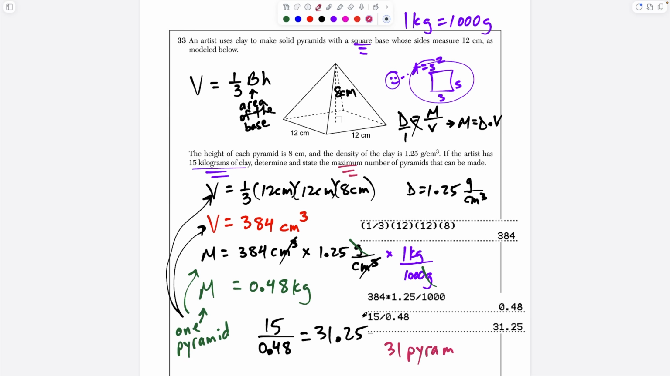This is not rounding in the traditional sense where we say 4 or lower or 5 or higher. This is a real world scenario. So we would say 31 pyramids because that's the biggest integer we have if we ignore what's after the decimal here. So 31 pyramids, and this is going to be our solution.